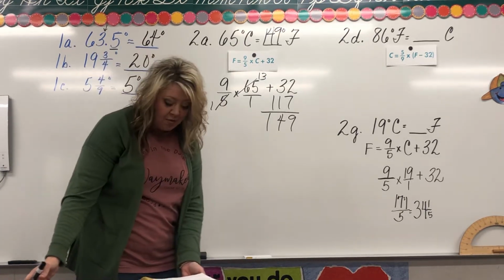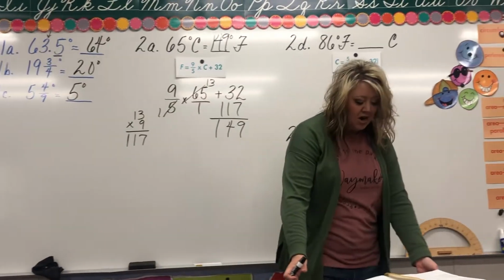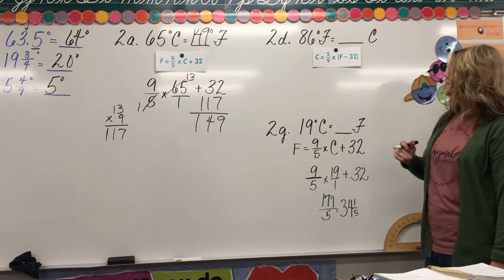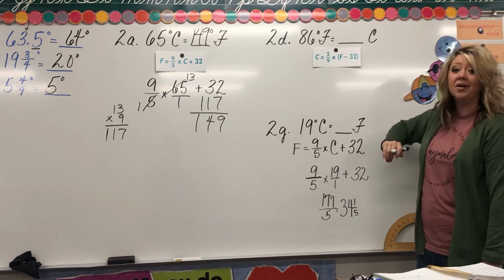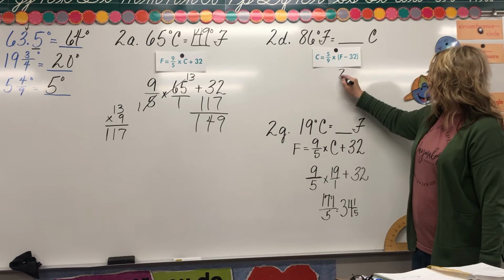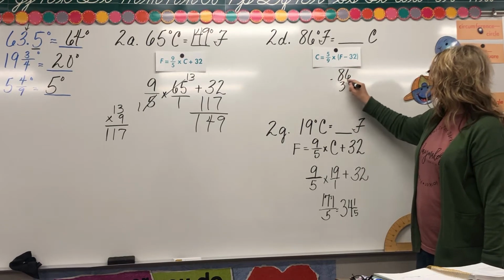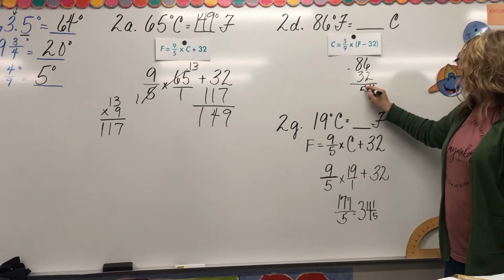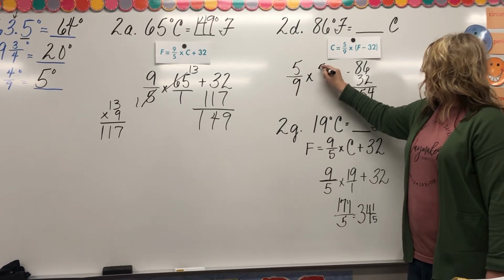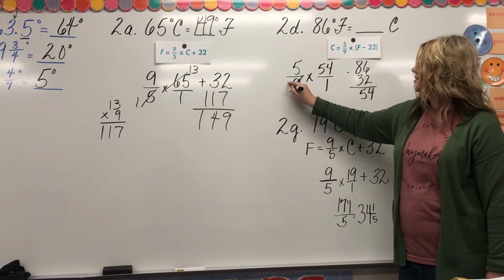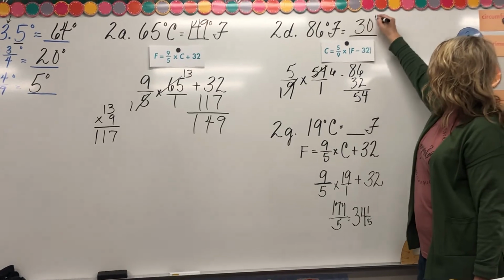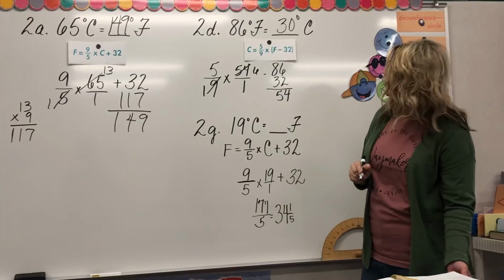Letter D over here. We've got 86 degrees Fahrenheit. We're going to use a different formula. Now we're using C equals 5/9 times parentheses F minus 32. Remember order of operations. We do our parentheses before we multiply. So I'll say 86 minus 32. And that gives me 54. Now I can multiply. And we're going to cancel out. And 6 times 5 is 30. So 86 degrees Fahrenheit is 30 degrees Celsius.